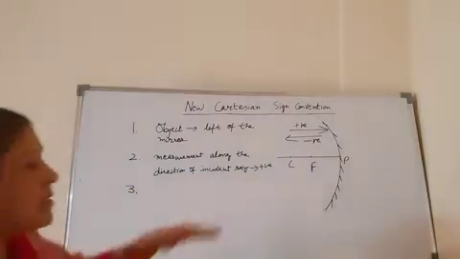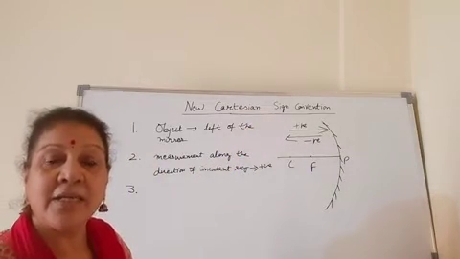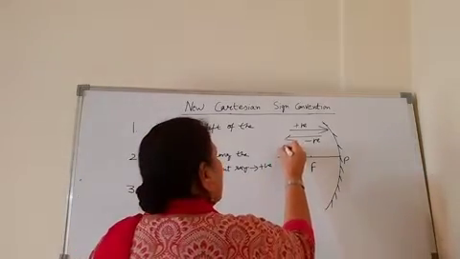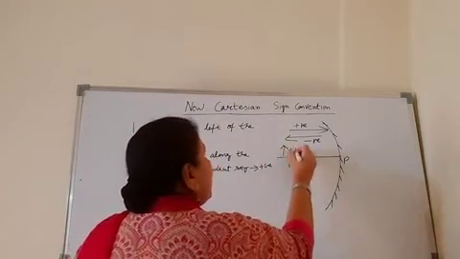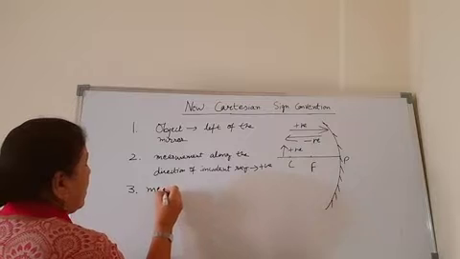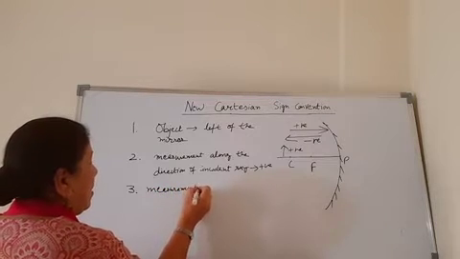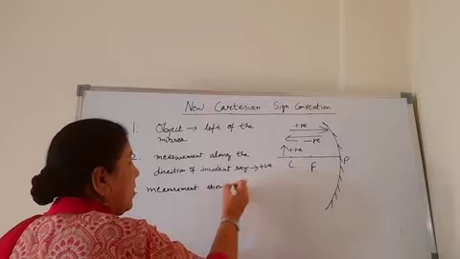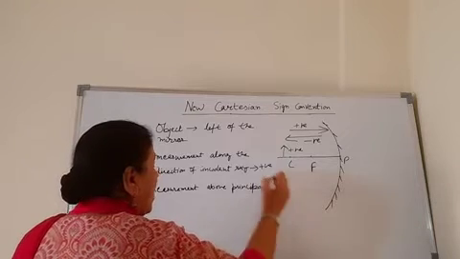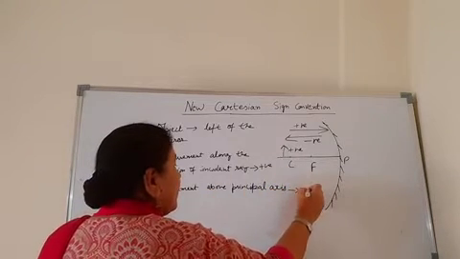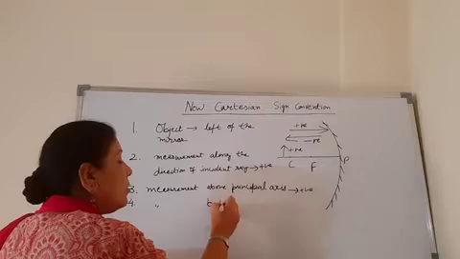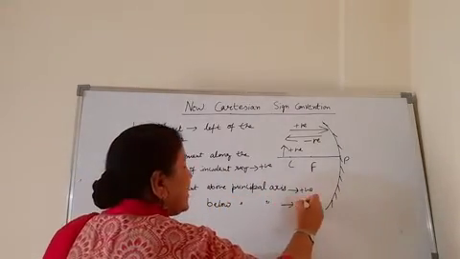Third, the measurements above the principal axis are taken as positive. Now you relate it to the plus y and minus y axis. So if the object is here, this will be positive. The measurements above the principal axis are positive. Then measurements below the principal axis are taken as negative.